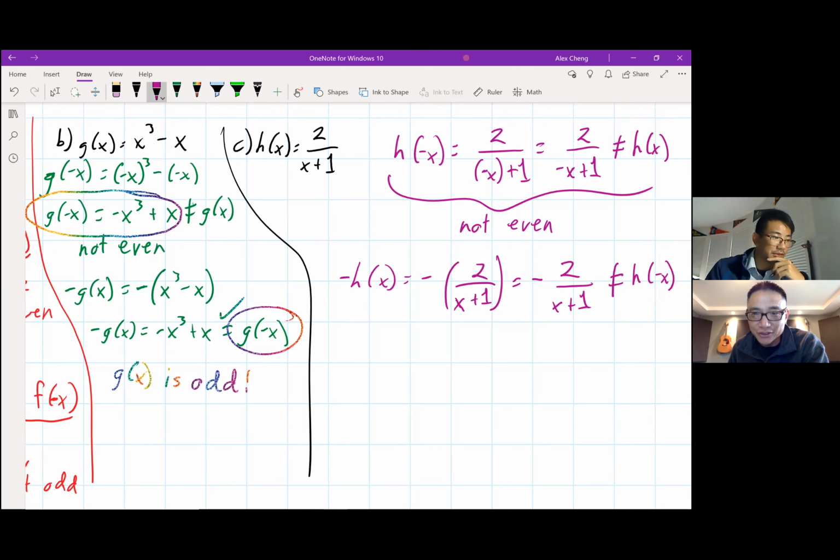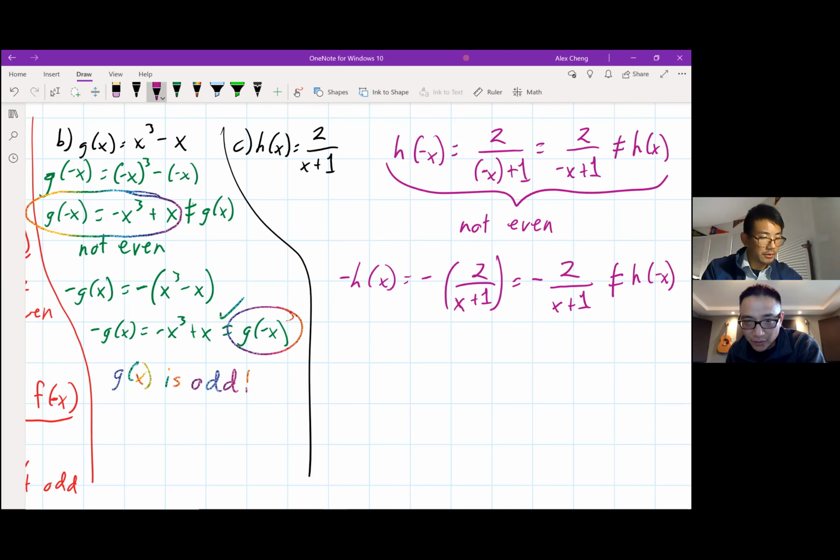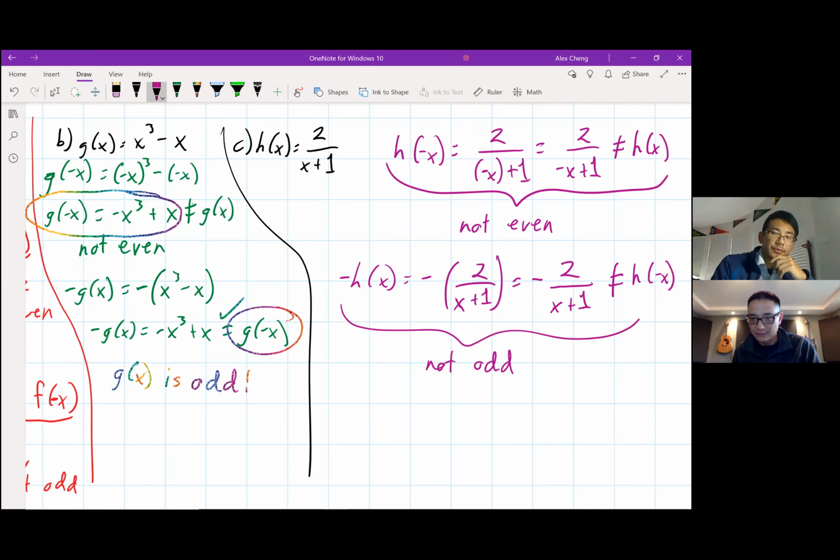So you first checked h of negative x at the top, and you found it's not equal to the original function. Right. So we've just determined it's not even. Then you checked negative h of x to see what that was, and you ended up with negative 2 over x plus 1. And you compared that to h of negative x just to see if they're equal. Right, and they're not. So it's not even, it's not odd. So it looks like that's the third case where it's neither. Yeah, definitely a neither.